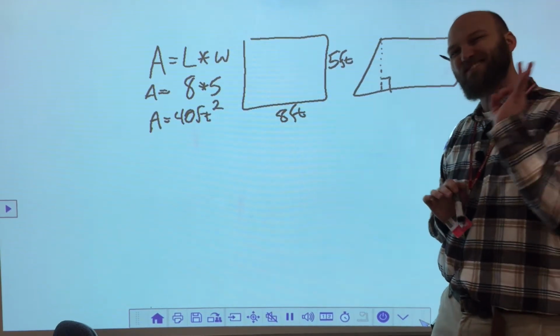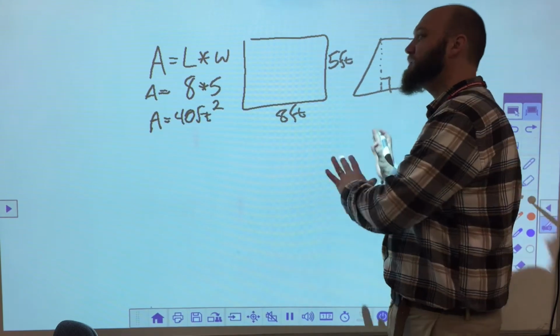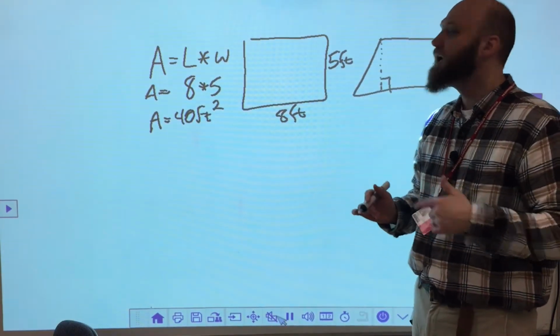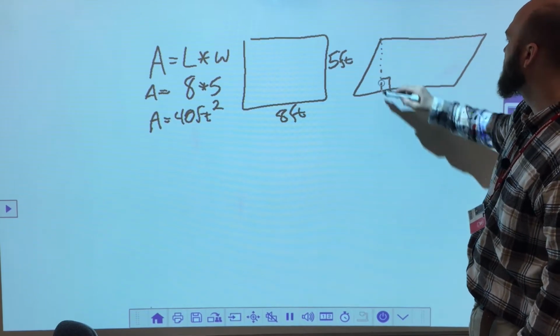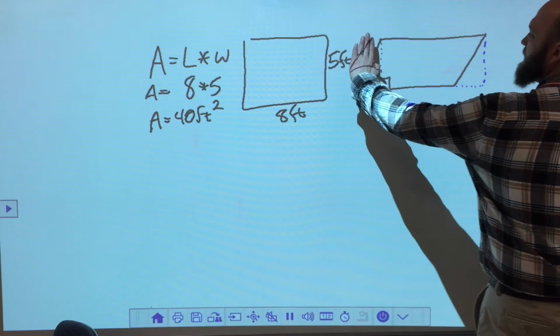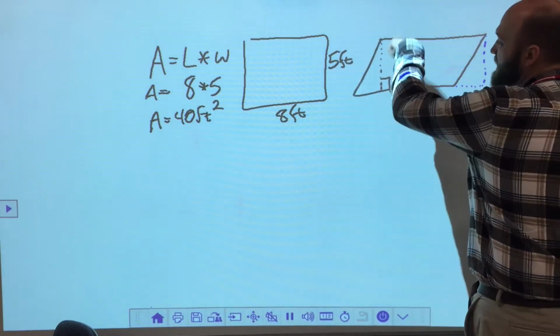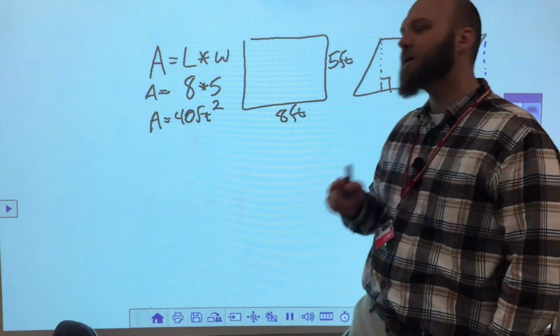My height is always based off of a 90-degree angle because I eventually want to come back to this rectangle. And if I'm looking over here at this particular shape, and I cut this off, and I put it over here, you can see I'm actually back to a rectangle. That's why I use this 90-degree angle as my height. I'm going to leave that there. We'll come back to it in a second.